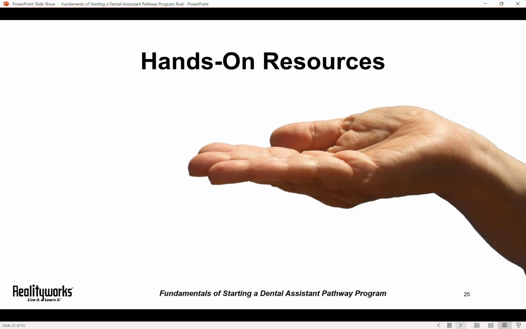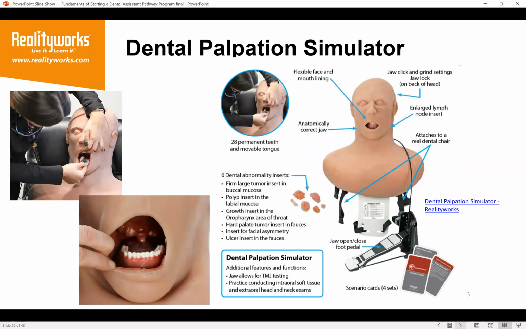we would like to share some sources of some hands-on resources that we have available and that are recommended for dental assistants. So a brand new one that we just launched this spring that we're very proud of is our dental palpation simulator. And our simulator will give your students that safe but hands-on practice conducting intraoral and extraoral head and neck examinations. They really feel when they do those examinations very lifelike with the soft skin. We've got the soft tissues both inside and then also the external head and neck areas.